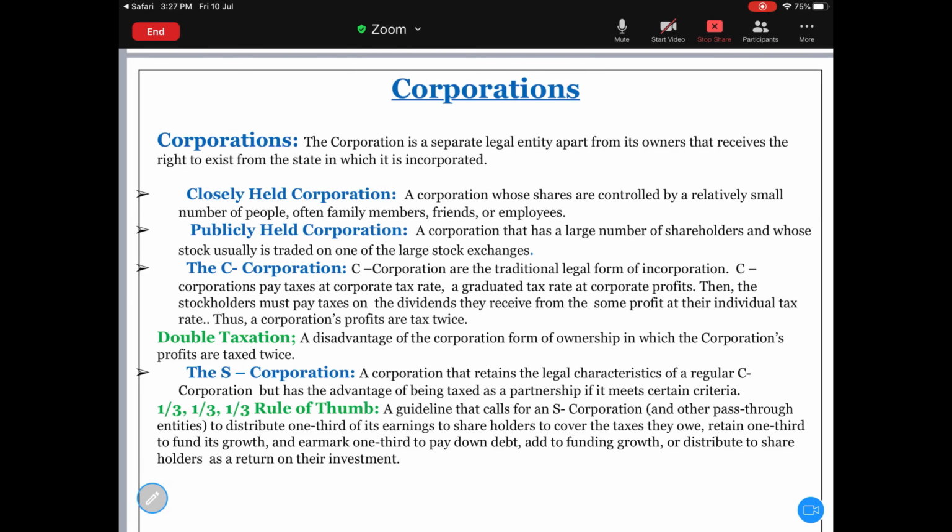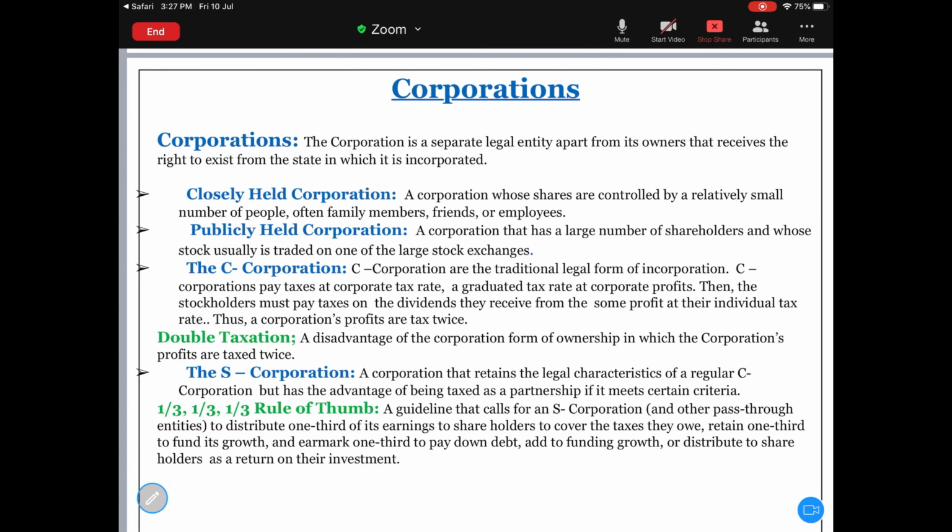A corporation is a separate legal entity apart from its owners that receives the right to exist from the state in which it is incorporated. For example, there are different states or different provincial laws which apply to corporations. So the corporations are basically in four forms.